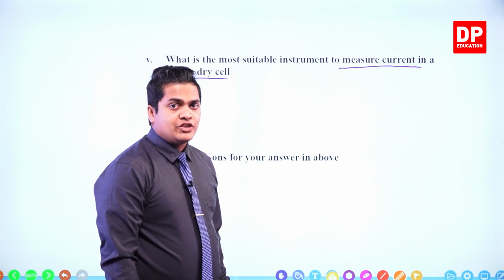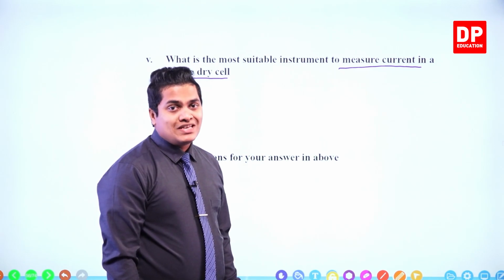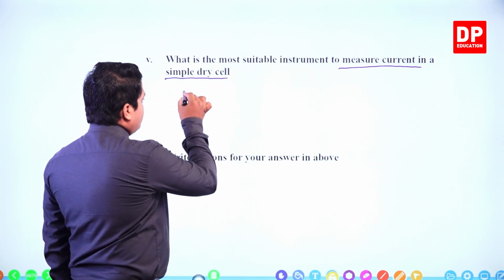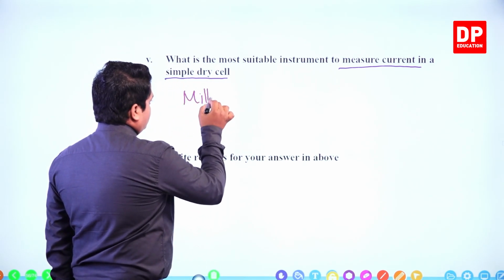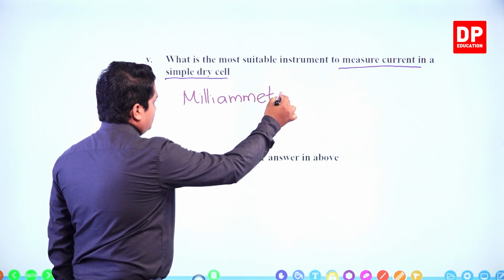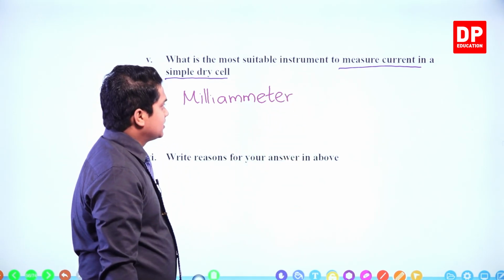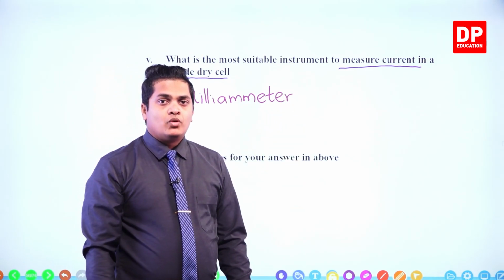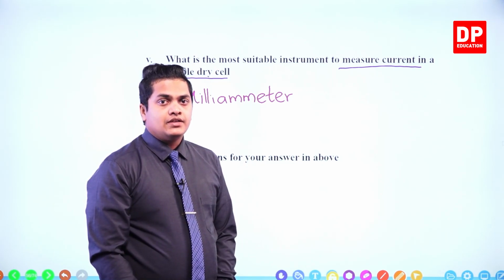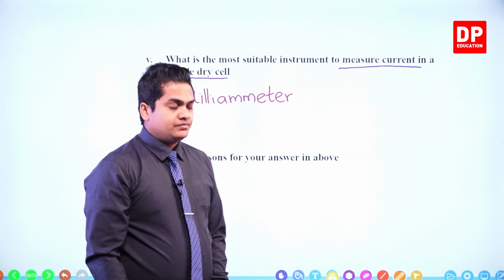It would be quite easy to get the readings if you use a milliammeter. So it's wise to use a milliammeter when you are using just simple dry cells. So our answer would be milliammeter. Milliammeter is the most appropriate instrument to measure electric current in a simple dry cell.